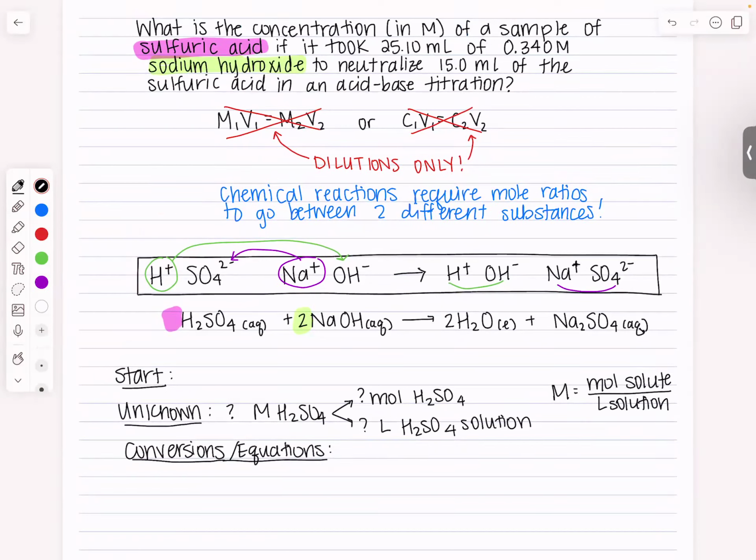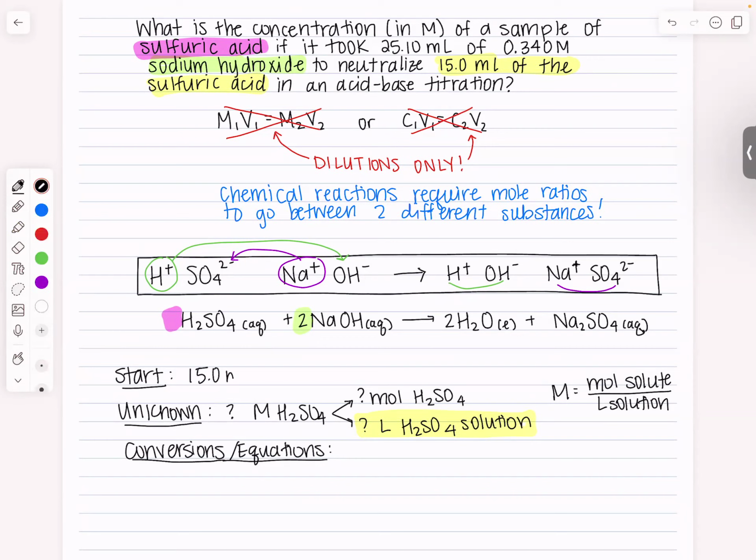Now I have a bunch of information. Let's just look at one piece at a time. So let's use some color coding here. So to find the liters of sulfuric acid solution, do I have anything given to me in the problem that's going to help me with that? Yeah, we have 15 milliliters of the sulfuric acid. So reading in between words like "of the" are going to help you figure out it's not 25.10 milliliters of sulfuric acid. It's 15 milliliters of sulfuric acid. So that's one place where I can start.